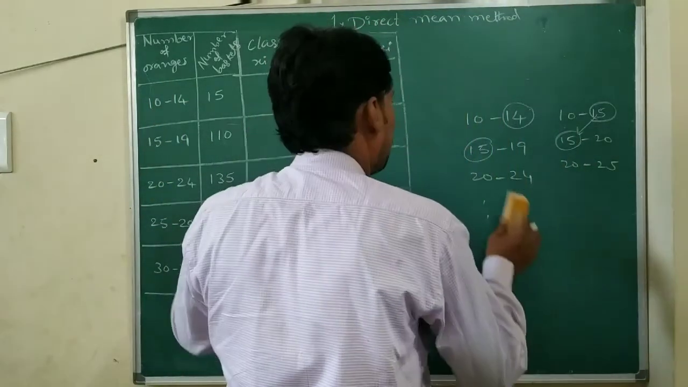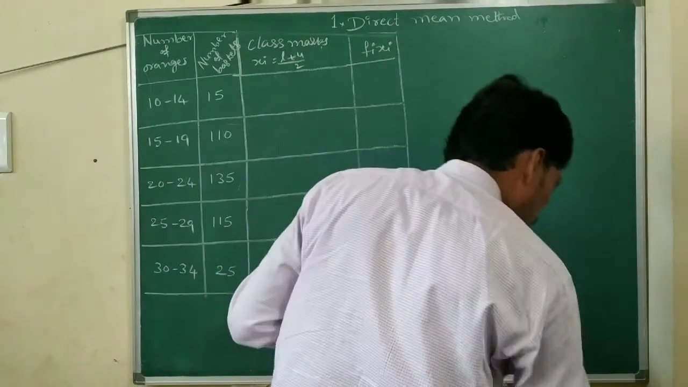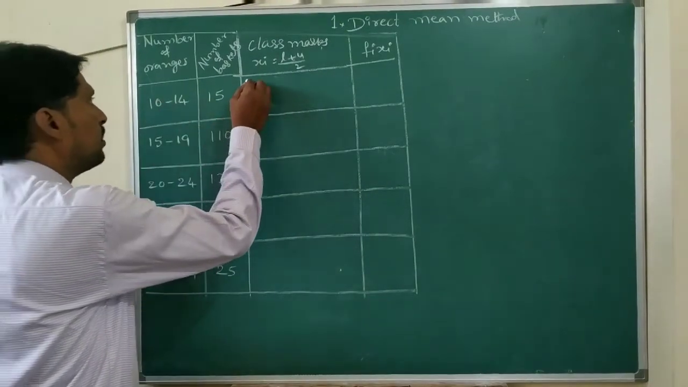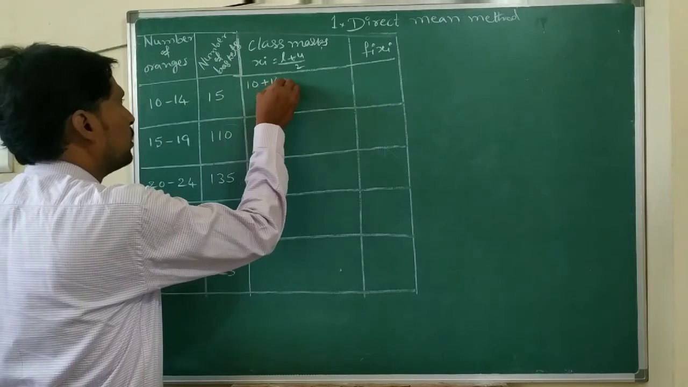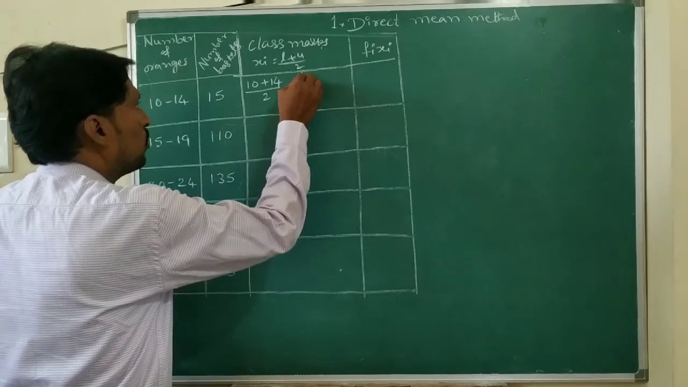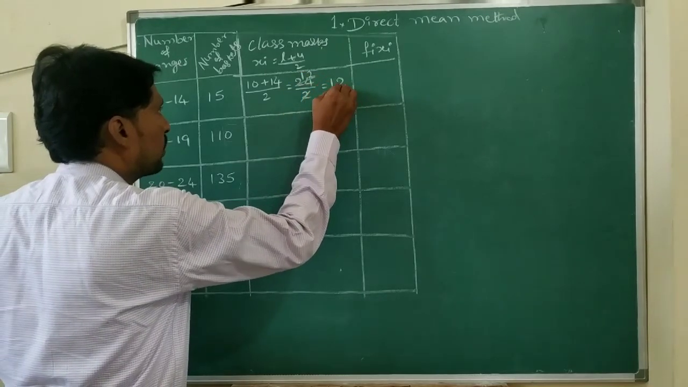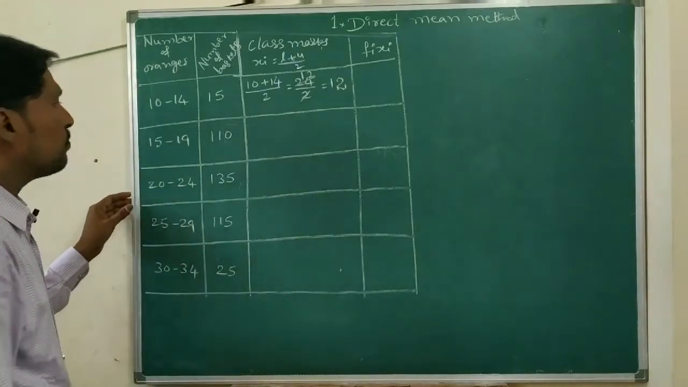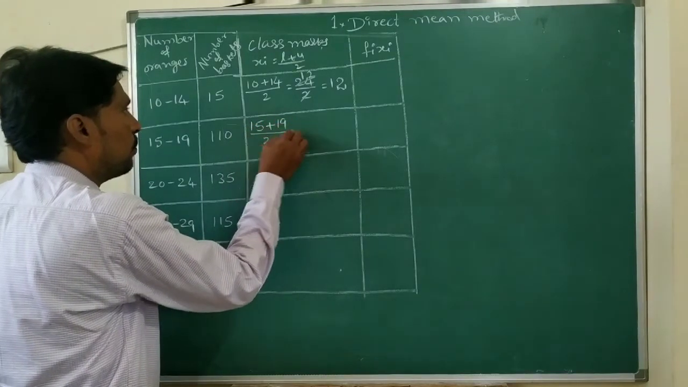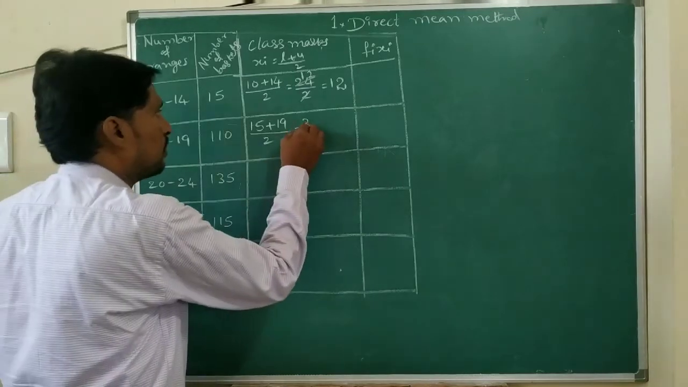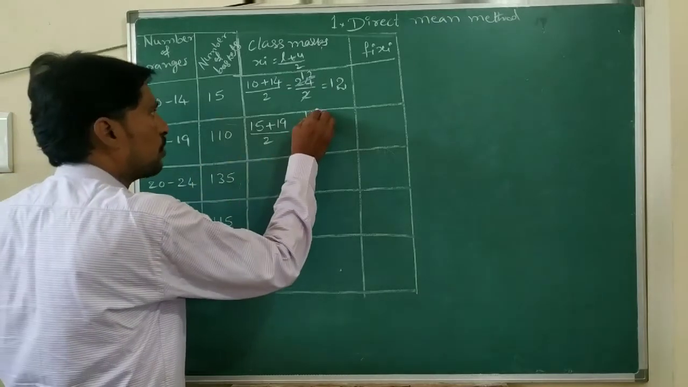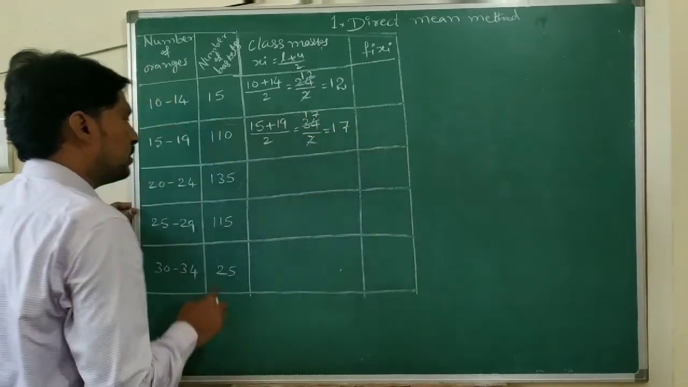Now let us find the class marks. How do we get the class mark? Average of the lower limit and the upper limit. Lower limit 10 plus upper limit 14, by 2. 10 plus 14 is 24, by 2, we get 12. Next class interval, lower limit 15 plus upper limit 19, by 2. 15 plus 19 is 34, by 2, we get 17.